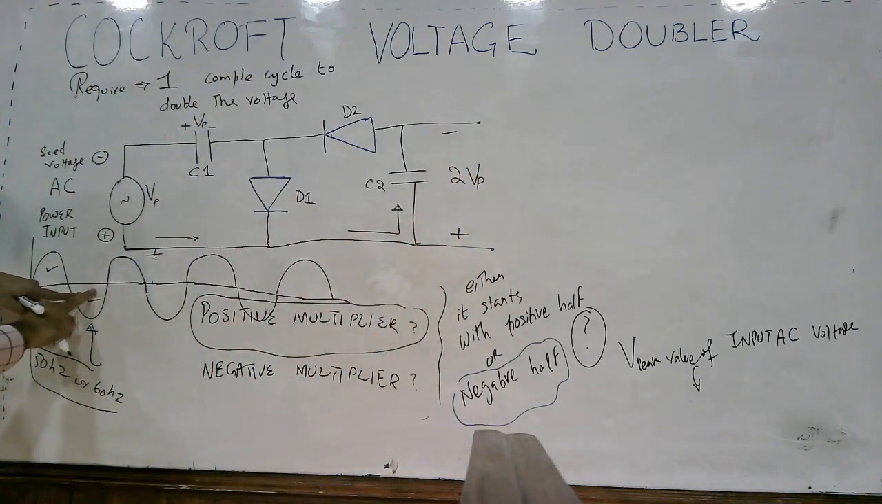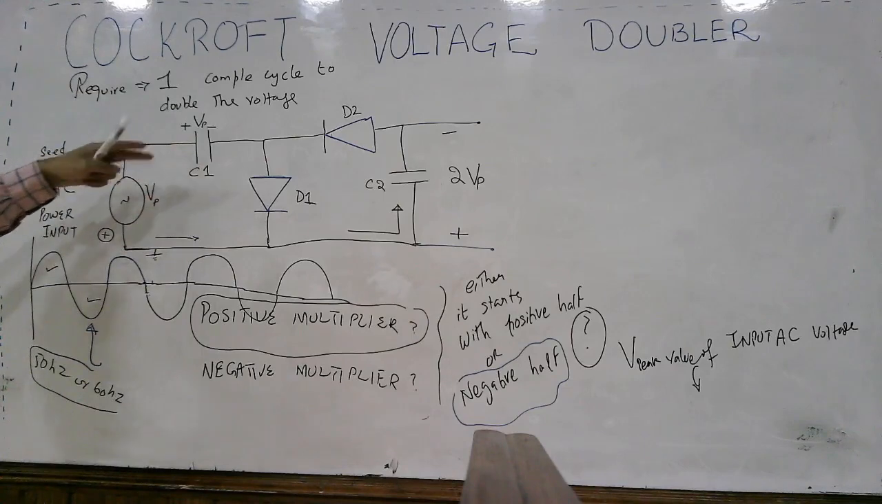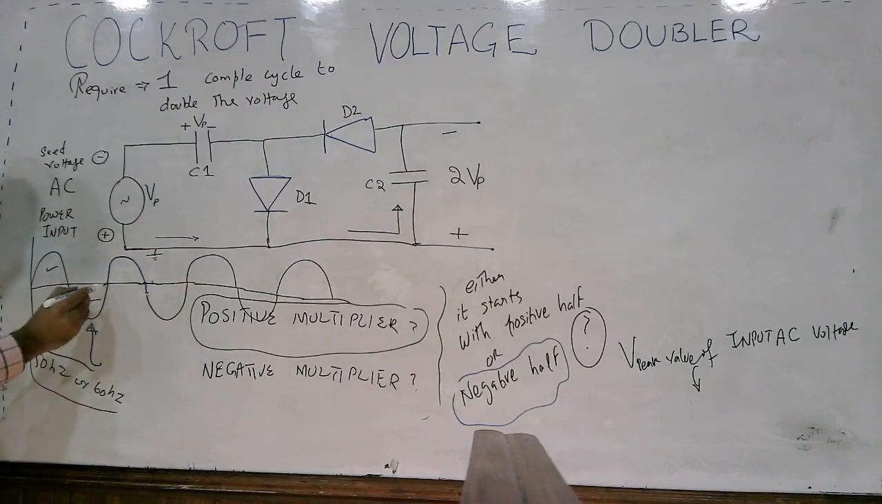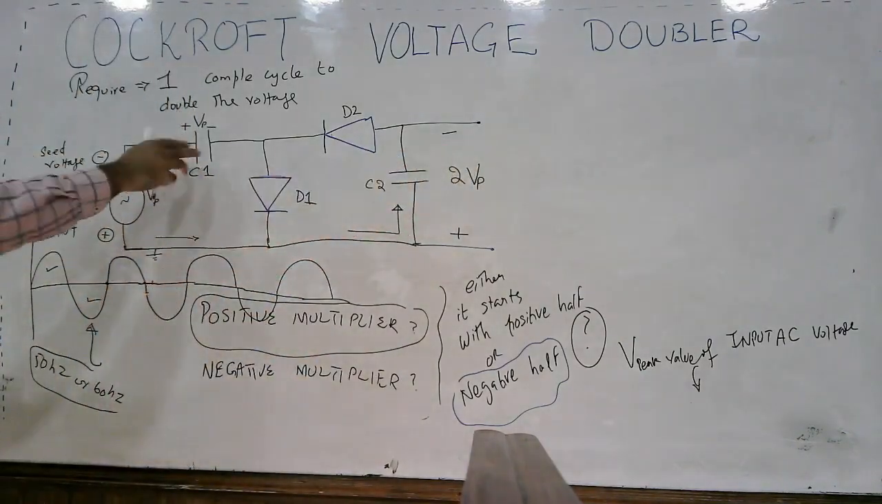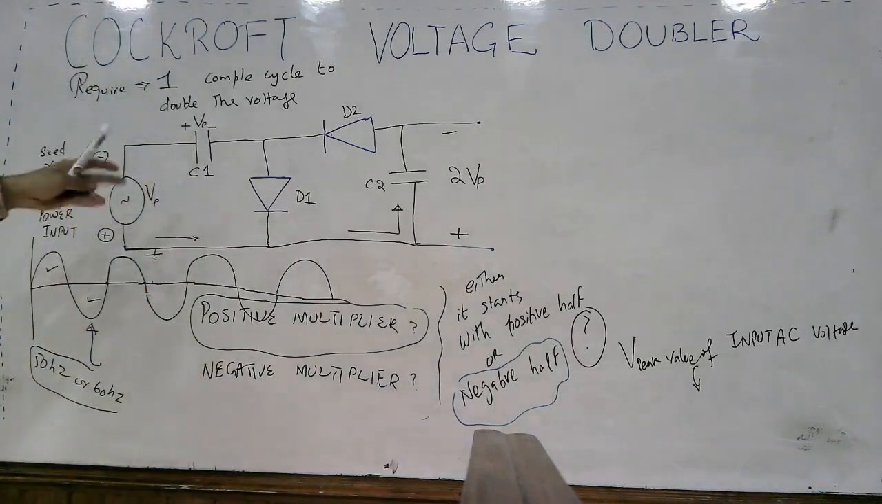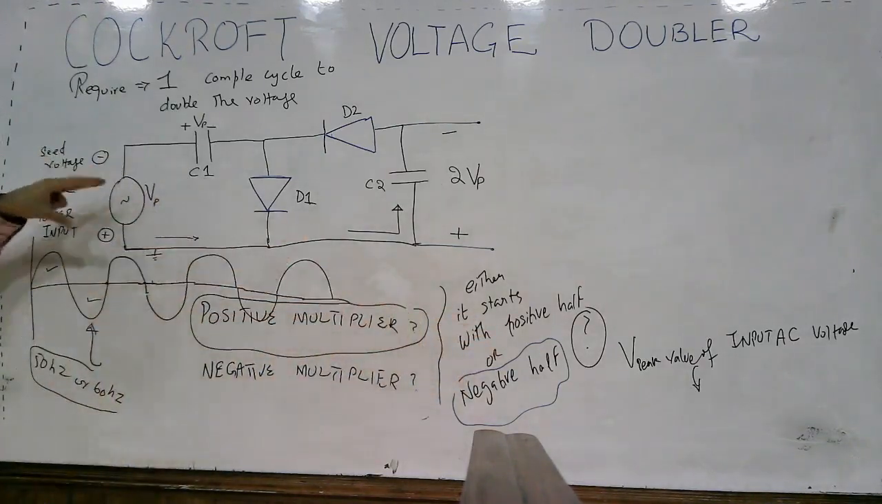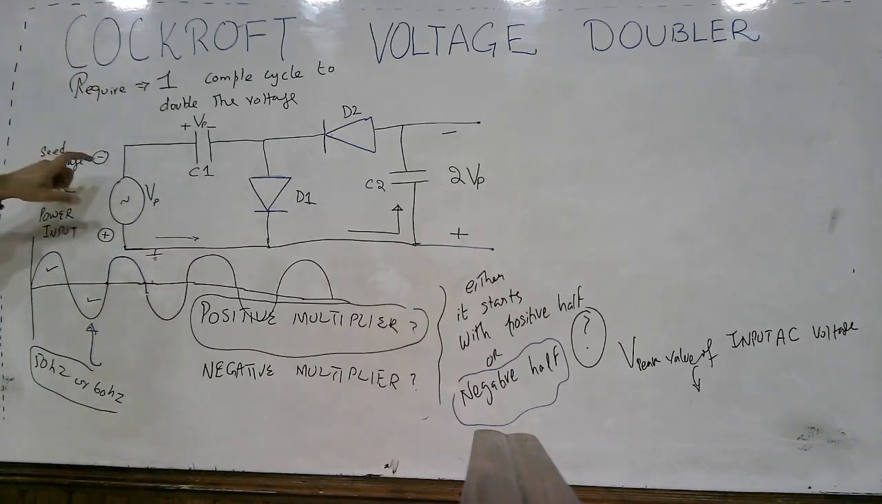Because during this negative half, this capacitor along with the source voltage has discharged into the capacitor C2. So at the end of the negative half, capacitor C2 has twice the peak voltage of the supply voltage, as C1 is discharged into C2. So now you see that this circuit started with the positive half cycle. This is what people call the Cockcroft voltage doubler circuit. It started with the positive half.